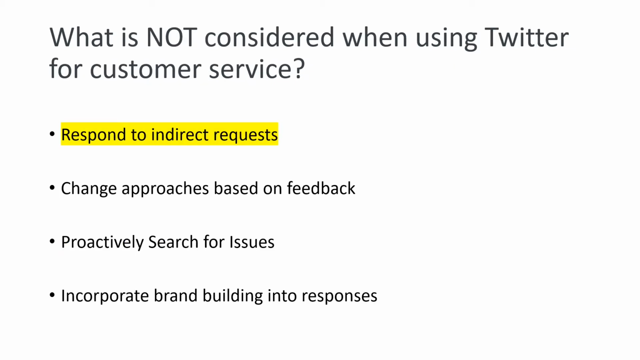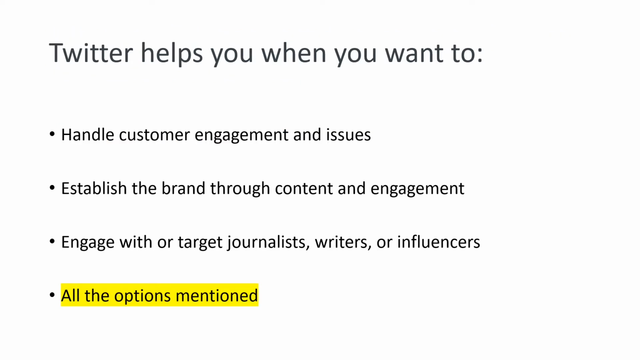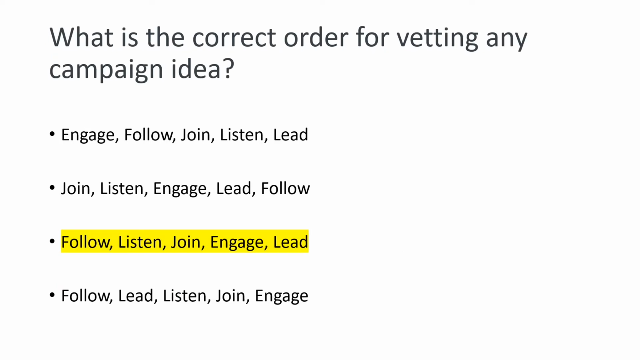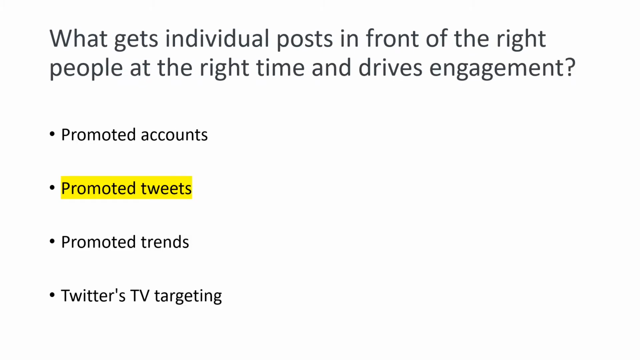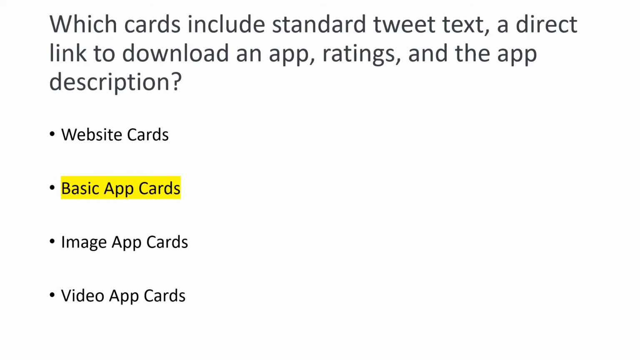116. What is not considered when using Twitter for customer service? Respond to indirect requests. 117. Twitter helps you when you want to handle customer engagement and issues. Establish the brand through content and engagement. Engage with or target journalists, writers, or influencers. 118. What is the correct order for vetting any campaign idea? Follow, listen, join, engage, lead. 119. What gets individual posts in front of the right people at the right time and drives engagement? Promoted tweets.